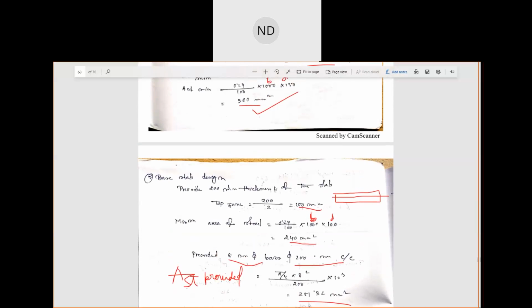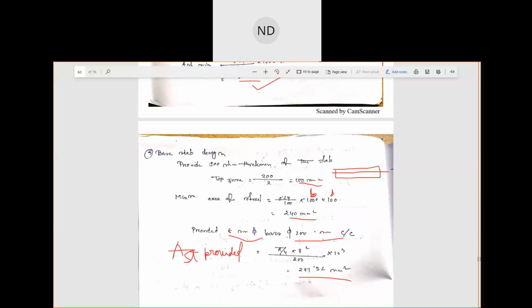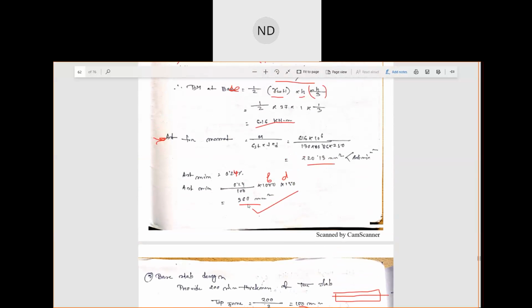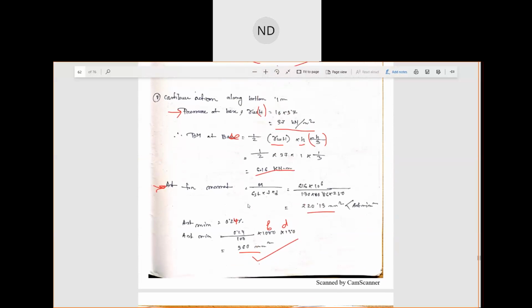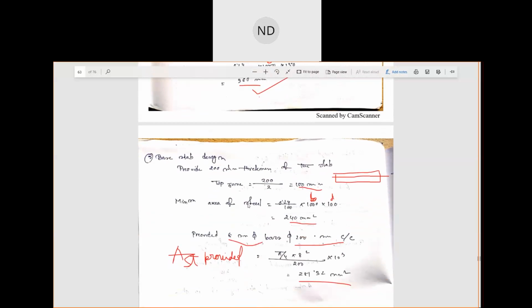This one, have we done? This one, the base slab design, cantilever action, and the last one, the base slab design of the rectangular water tank.